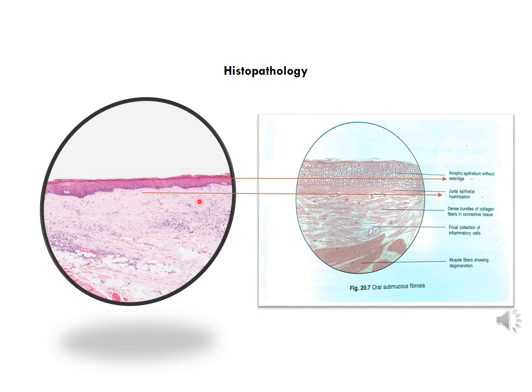So these are two important features that we see. The third important feature is the increased number of collagen fibers that you see in the connective tissue. Fourth is these blue dots, which are the chronic inflammatory cells, focal inflammatory cells that you see. And the fifth, which is not very clearly seen on the slide but is still visible, is the muscle fiber showing degeneration. Okay, so these are classical pathognomonic histopathological features for oral submucous fibrosis.